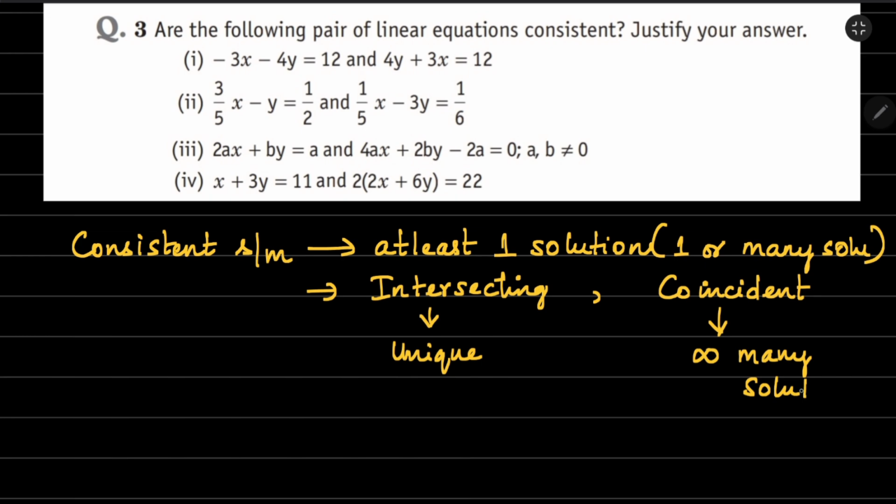Both these scenarios are called a consistent system, because they either have one solution or they have many solutions. So let us check whether the given pair of linear equations falls under any one of these categories.